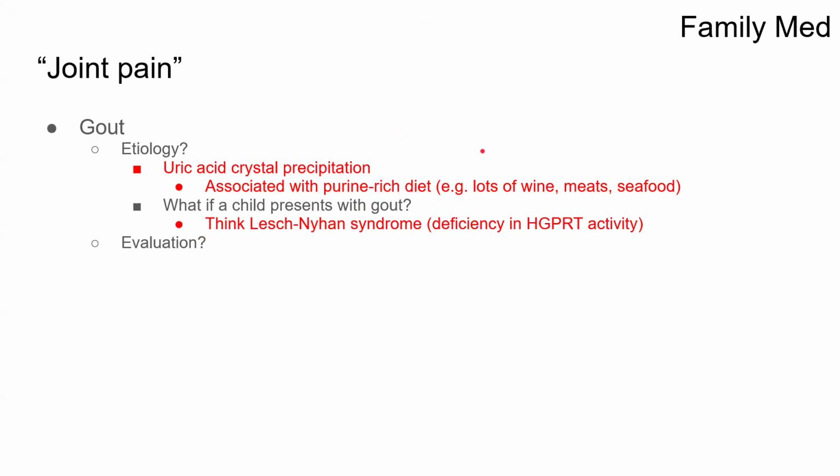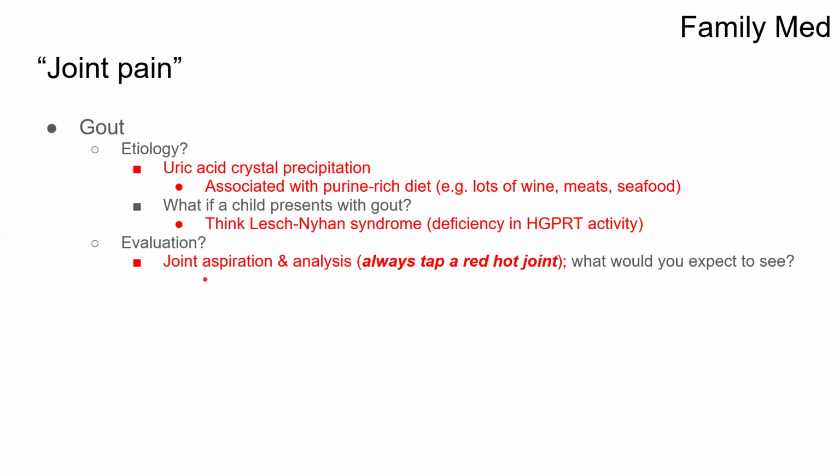So if someone comes to the emergency room with suspected diagnosis of gout, you can't make a clinical diagnosis of gout per se. You have to do a joint aspiration and analysis. So the most important thing to take away from this is you always tap a red hot joint. So if it's super red, if it's hot, if it's inflamed, if it's painful, you aspirate it and you see what's inside.